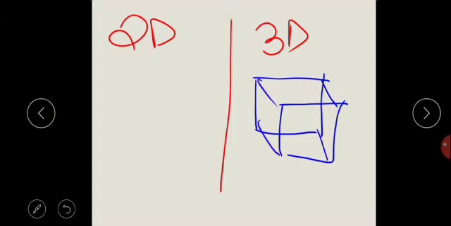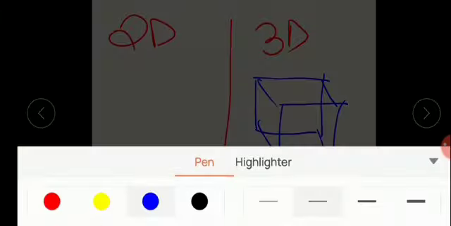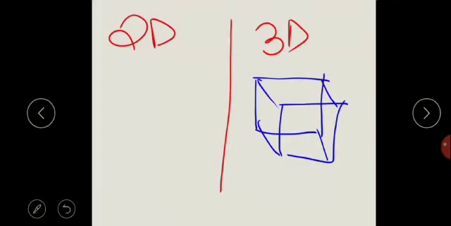So if you look here on the cube, you can see that we have space covered in 3 dimensions. How? First of all, this shape is going to cover some space horizontally. This shape is going to cover some space vertically, and this shape is also covering some space backwards.